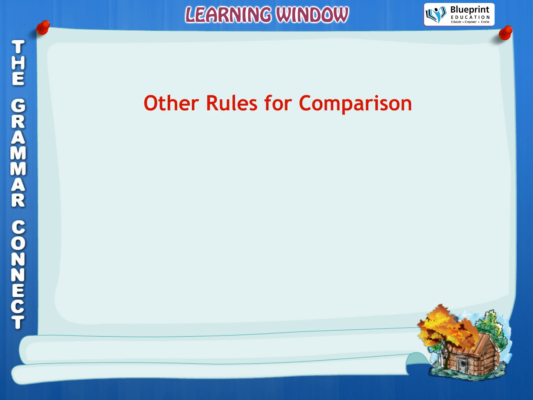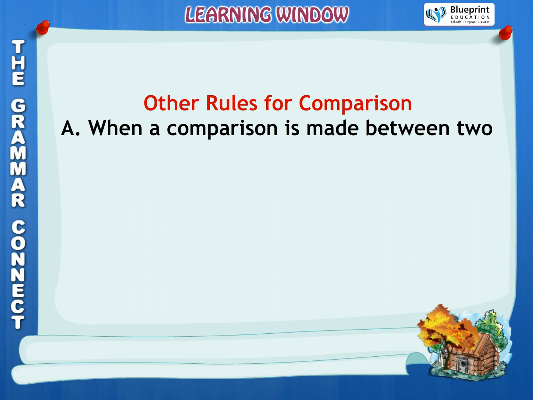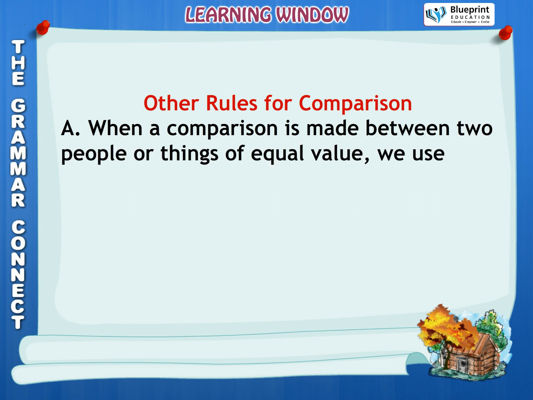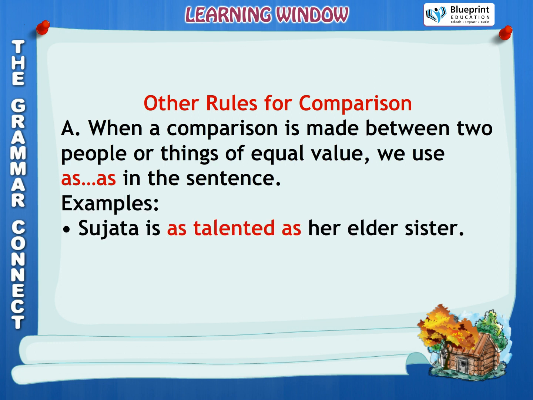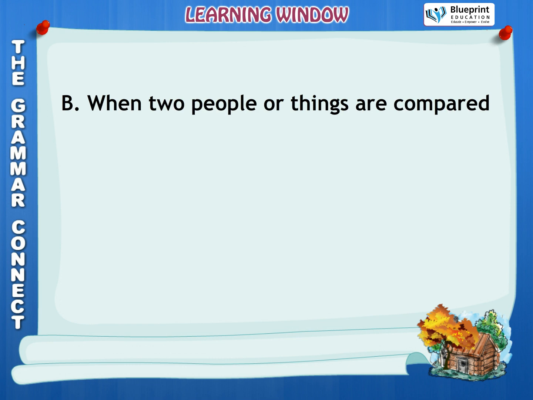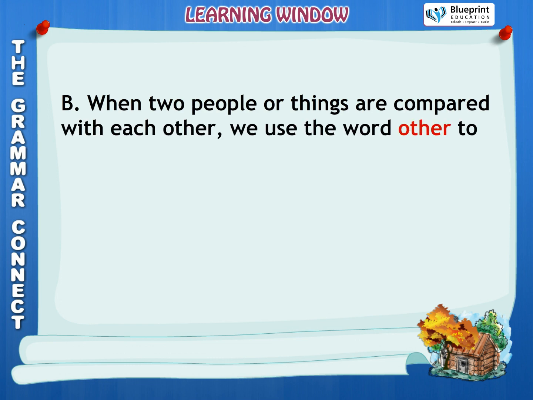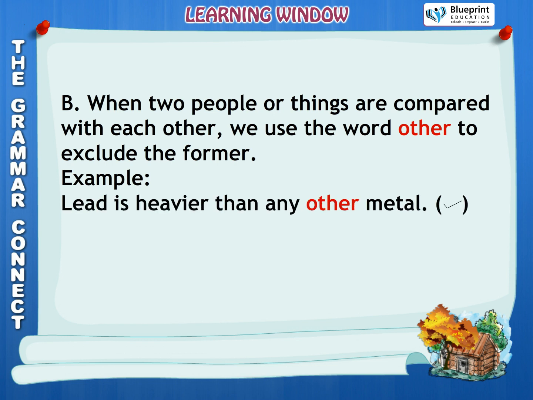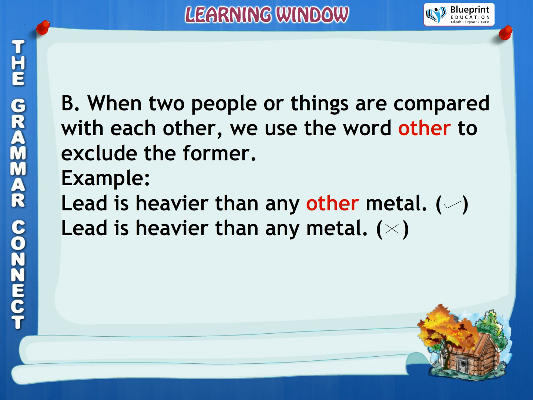Other rules for comparison. A. When a comparison is made between two people or things of equal value, we use as in the sentence. Examples: Sujata is as talented as her elder sister. Your house is as large as mine. B. When two people or things are compared with each other, we use the word other to exclude the former. Example: Lead is heavier than any other metal. Right. Lead is heavier than any metal. Wrong.